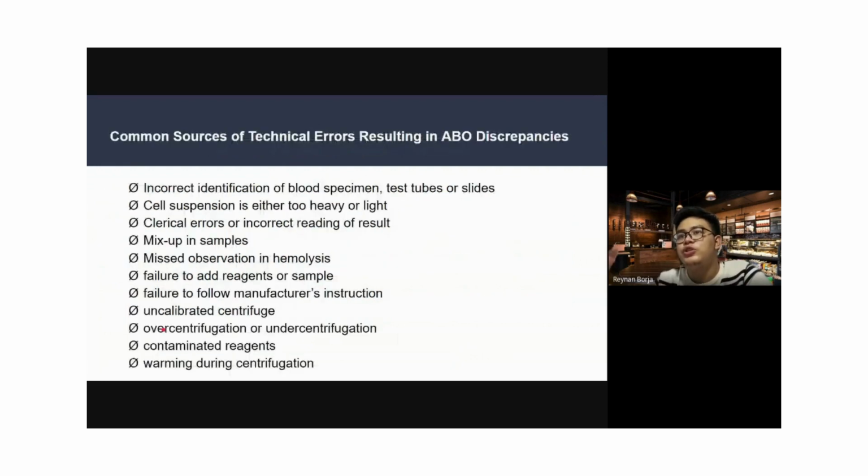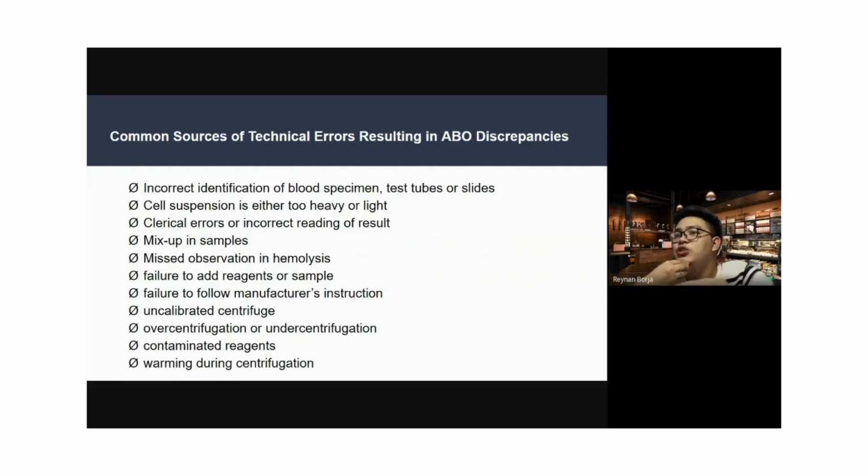So, ano yung mga common source of technical errors? Pag sinabi natin technical errors, si MEDTECH yung may problema. Incorrect identification of blood specimen, test tube or slide. So, for example, na-mix mo. Na-identify mo as patient Borja, pero yung nagamit mong sample, si patient Tolentino. Tapos doon sa reverse, nagamit mo si patient Borja. So, may ABO discrepancy kasi magkaiba silang blood type. If you get my thought.